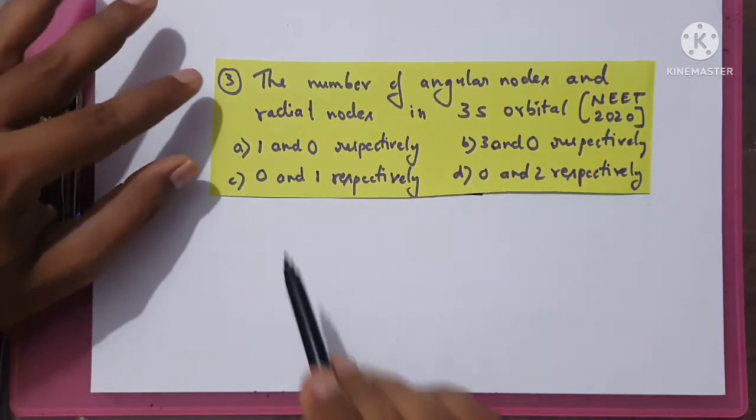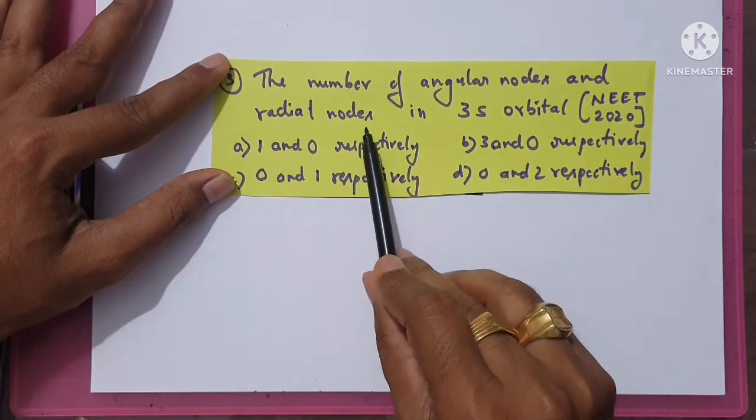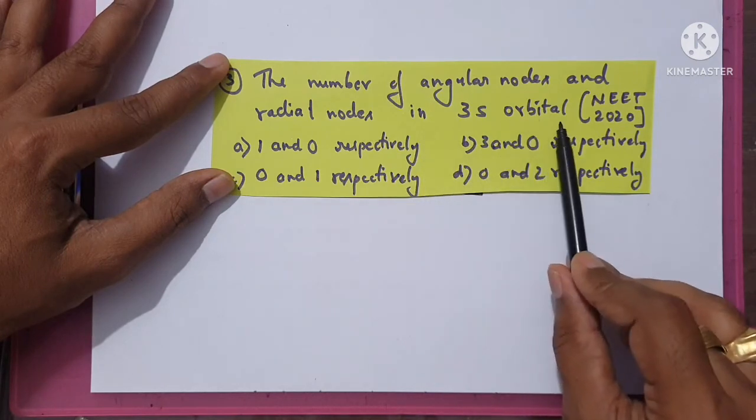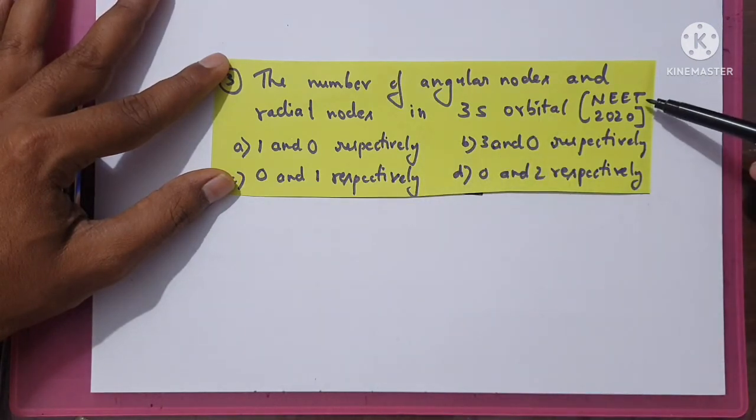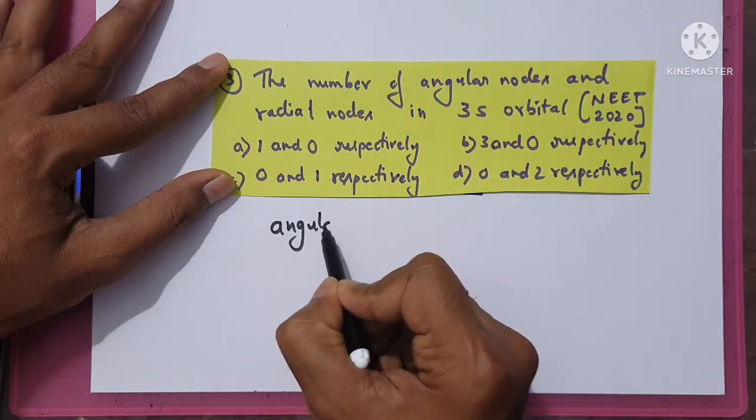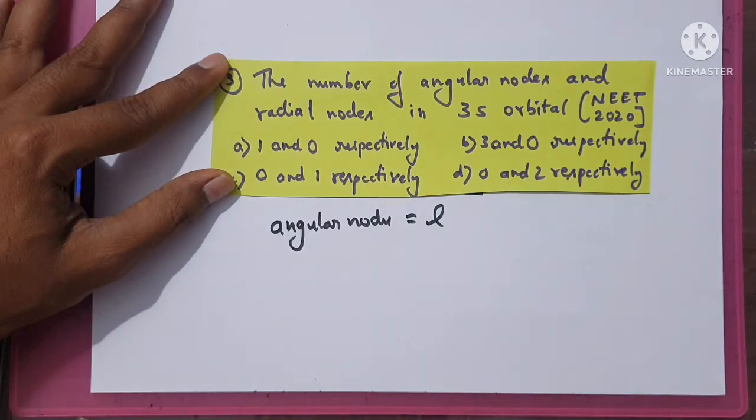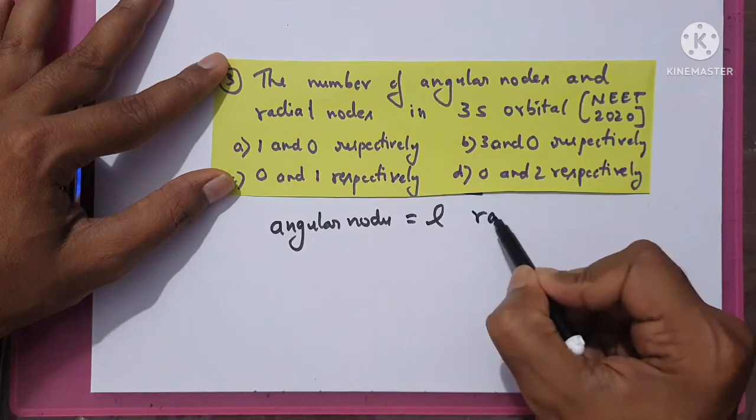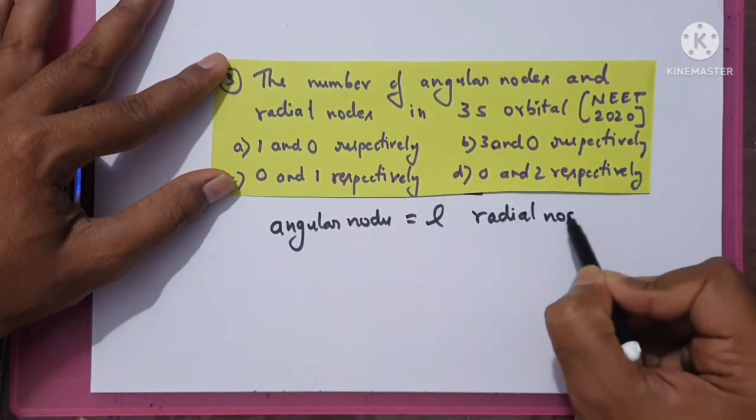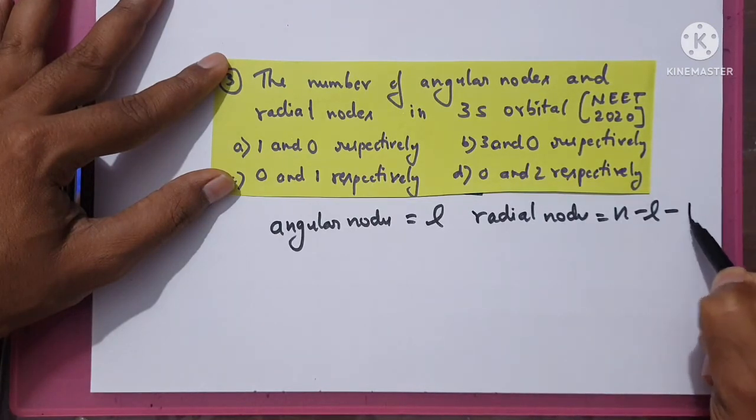This is the third question, children. The number of angular nodes and radial nodes in 3s orbital. This was the question which was asked in NEET 2020. Let us find the answer. So I have already told you there is a formula, that angular nodes is equal to L, that is azimuthal quantum number. For the radial nodes, to find the radial nodes, we have a formula n minus L minus 1.